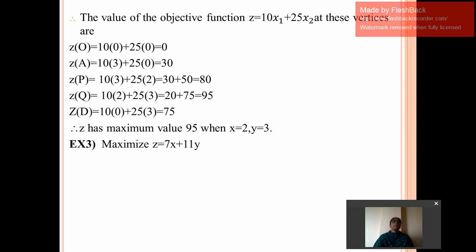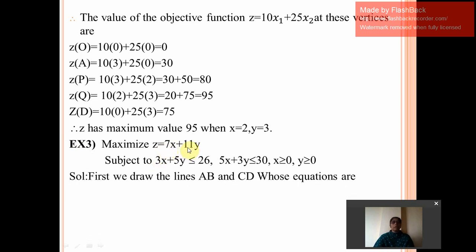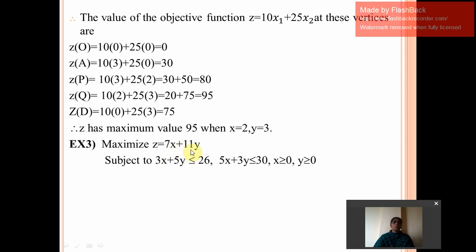Next example, maximize Z is equal to 7x plus 11y. Z is equal to 7x plus 11y is an objective function. Here first constraint 3x plus 5y less than or equal to 26. Second constraint 5x plus 3y less than or equal to 30. X greater than or equal to 0. Y greater than or equal to 0. Non-negativity constraint. Feasible region first quadrant.